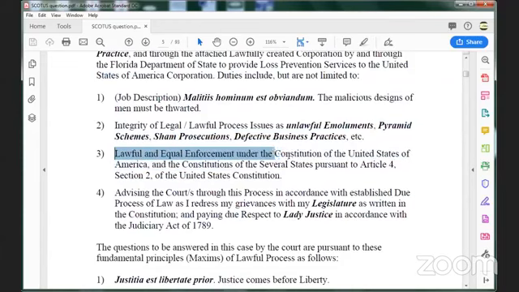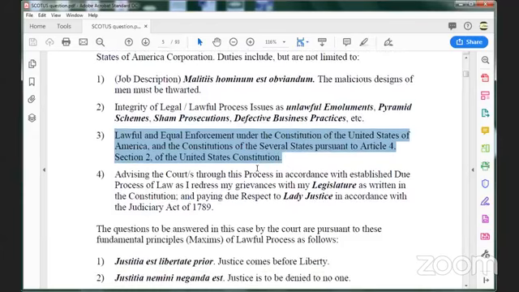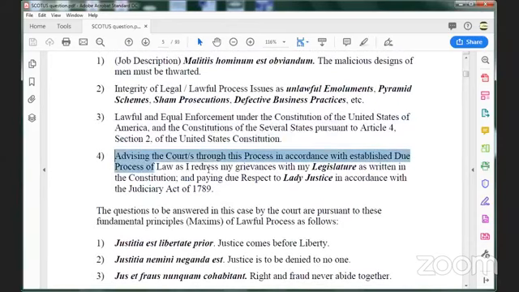Let's see, lawful and equal enforcement under the Constitution of the United States of America and the constitutions of the several states pursuant to Article 4, Section 2 of the U.S. Constitution, right? So in other words, there are certain states that contain language about monopolies that other states do not, right? So far, we've discovered Texas and Tennessee are 2 states that do. Advising the court through this process in accordance with established due process of law as I redress my grievances with my legislature, right, as written in the Constitution.